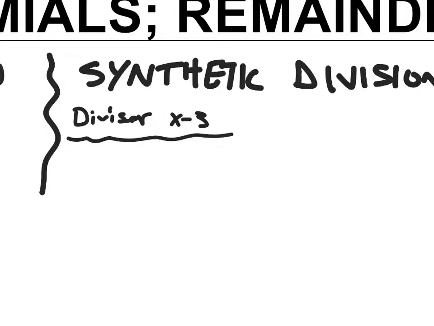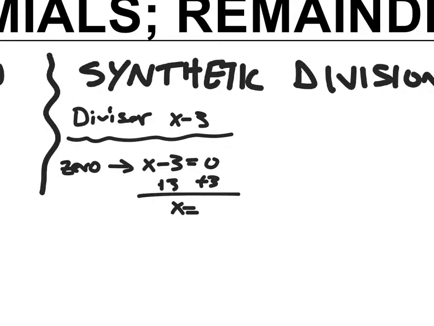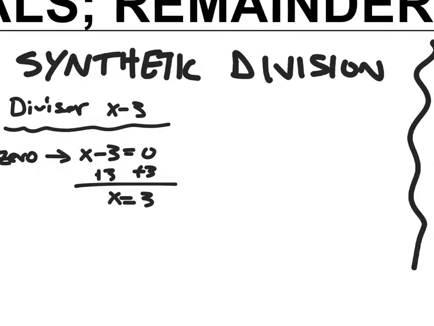I want to do the same problem, but the first thing I'm going to do, since my divisor is x minus 3, is find the 0. I'm going to take x minus 3, set it equal to 0, and add 3 to both sides, so x is equal to 3. That's my way of doing this problem. I'm going to use 3 as my divisor.